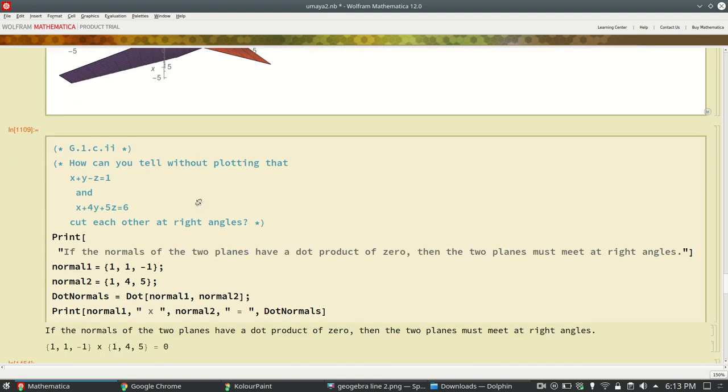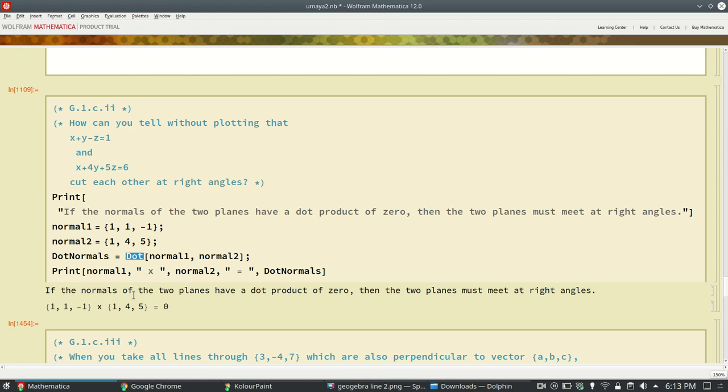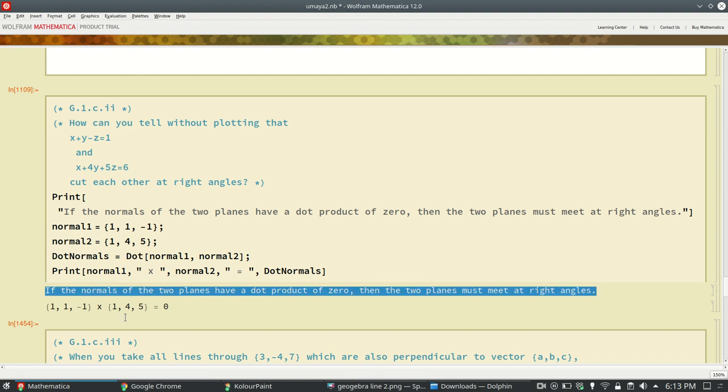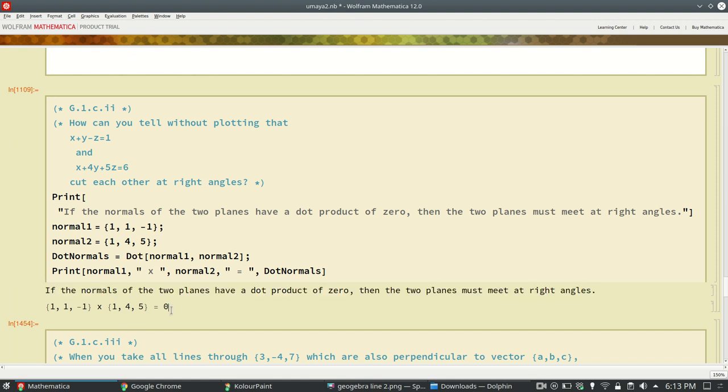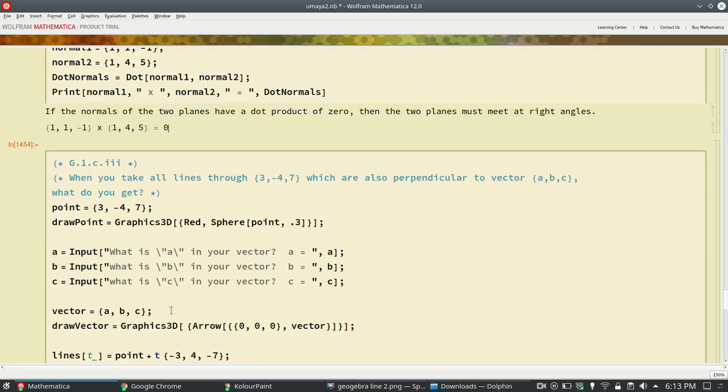So I easily get the normal from this xyz form of the equation and the normal from this xyz form of the equation, and I've defined them right here for Mathematica to use. And then I took the dot product of them by using the Dot function, and then I said this statement, and there they are. They do equal 0. Therefore, the planes are perpendicular to each other. Didn't have to plot it.